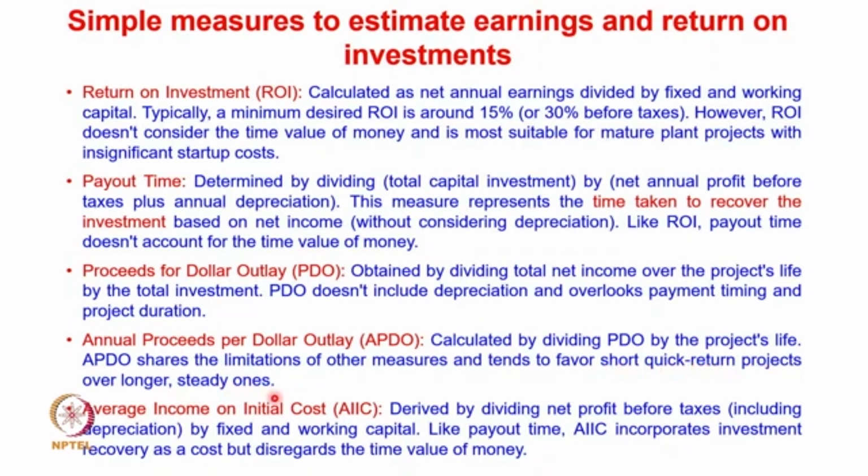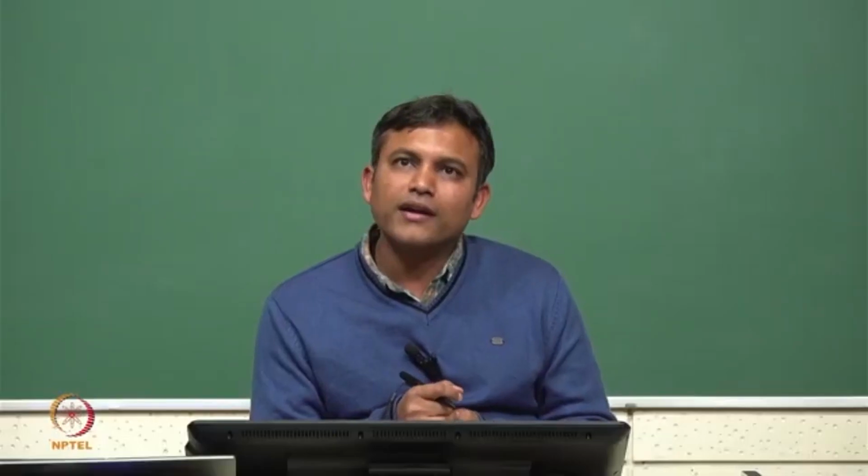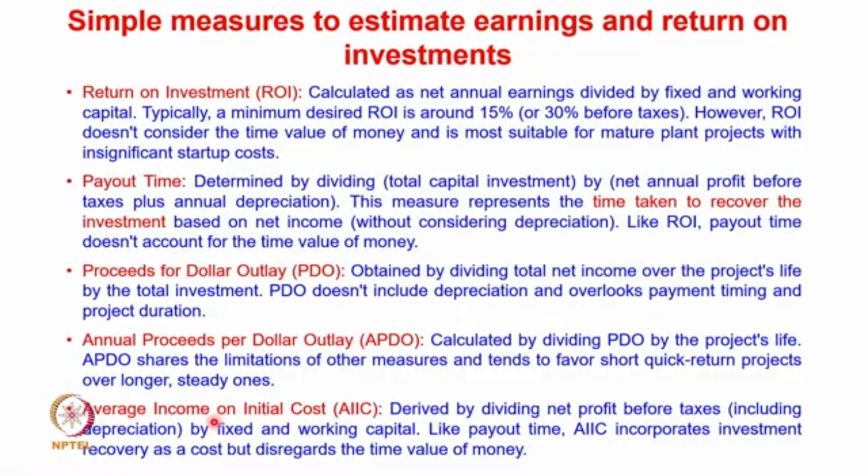So APDO shares the limitations of both measures and tends to favor short, quick-return projects over the longer, steady ones. So you can see that if we are making the decision based on the APDO, we are calculating with respect to per year. So in this case the shorter and quick-return projects will be favored over the longer and steady ones.